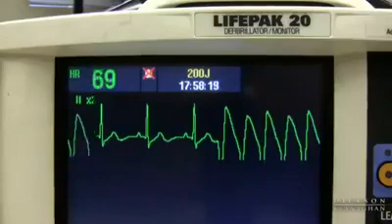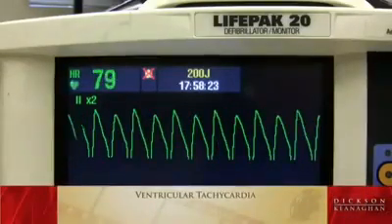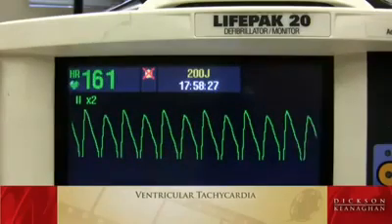Here the patient is converting to a ventricular tachycardia. I'm going to check a pulse. If there is a pulse, I'm going to use medications and synchronized cardioversion.